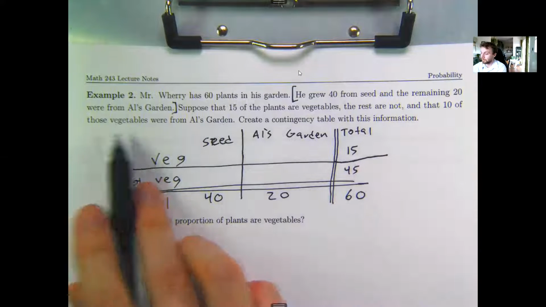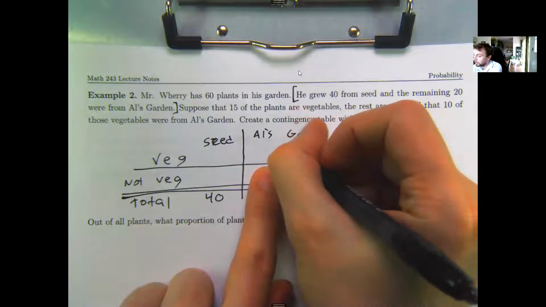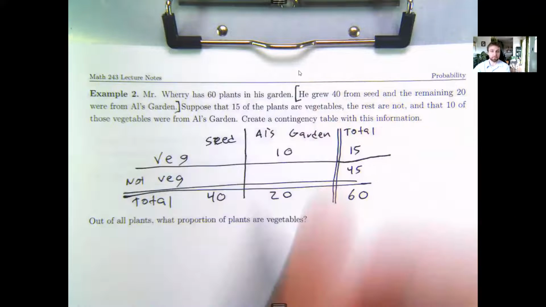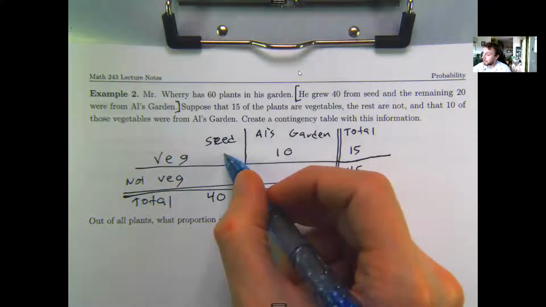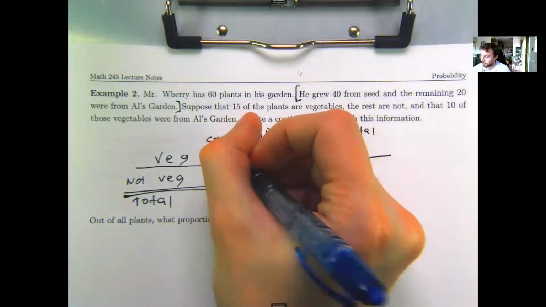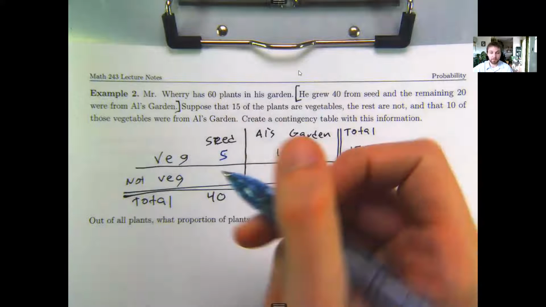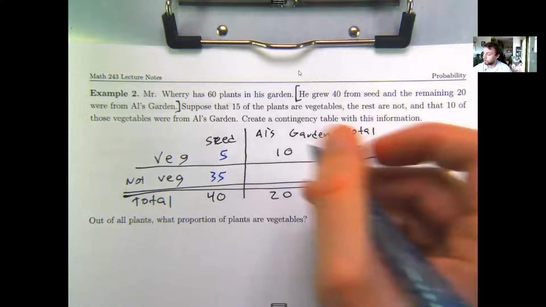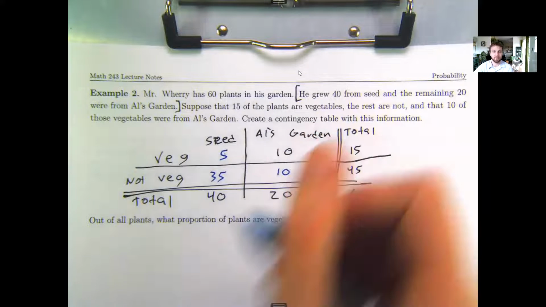10 of the vegetables were from Al's. So 10 are Al's and veg. So the and is where they're meeting. I'm going to find the rest of these values just by adding and subtracting things. 5 and 10 would give me 15, so this should be a 5. 5 and 35 would give me a 40 here. 35 and 10 would give me 45. And to verify vertically, 10 and 10 gives me 20.